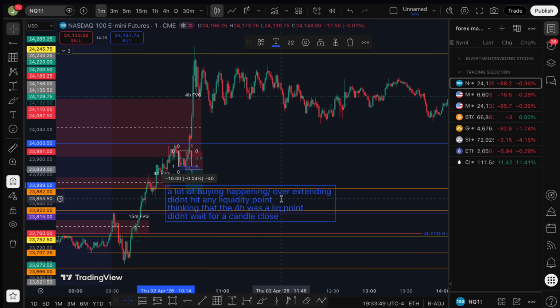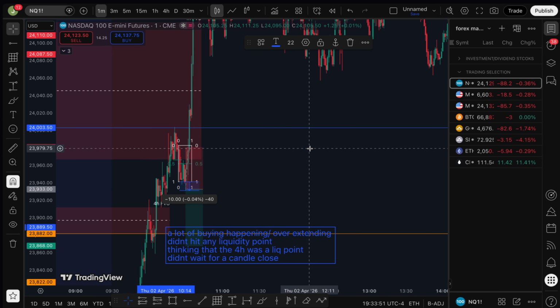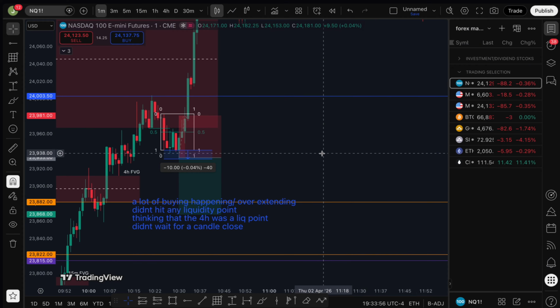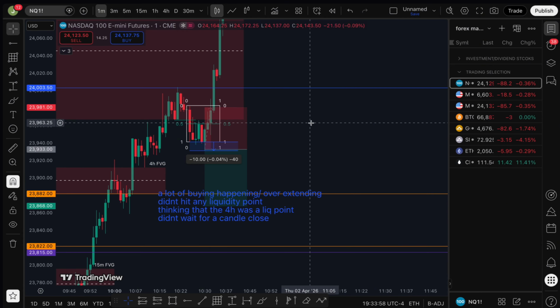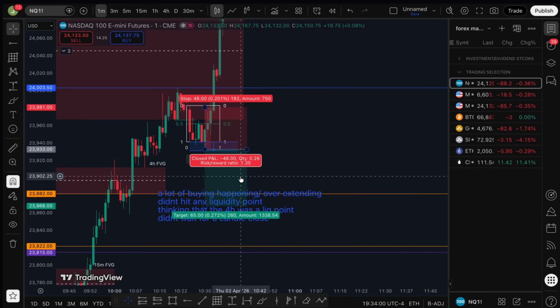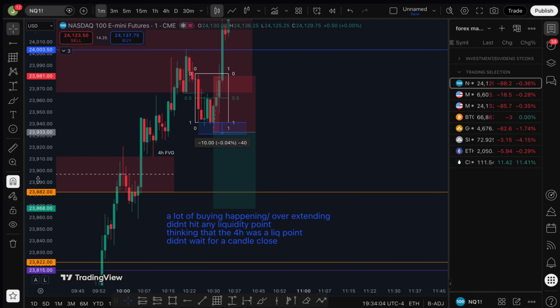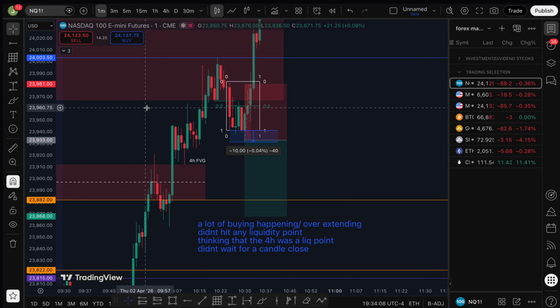But yeah, that's what happened. That's what I believe. I'm not blaming insider trading. I still think I would have lost even if this wasn't insider trading because it just went up. But yeah, it did break a structure. It did equilibrium, but there was no liquidity. It could have been avoided.